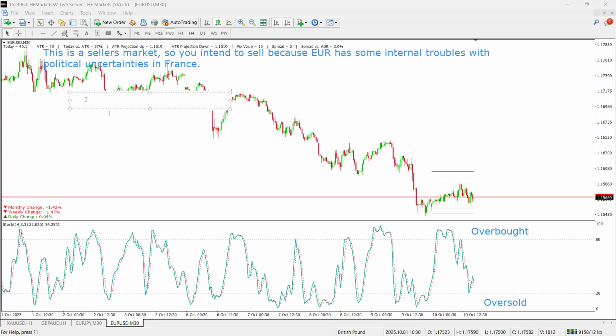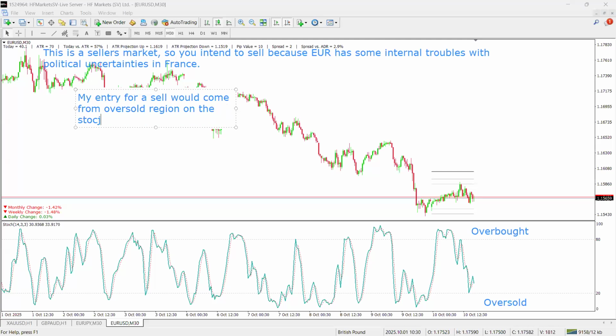It means because I have made my decision, my entry for a sell would come from the oversold region on the stock, and I would be looking to exit the trade when it approaches oversold. Sorry, this one will be overbought rather. Overbought here. The other one is oversold. See what I've just said?